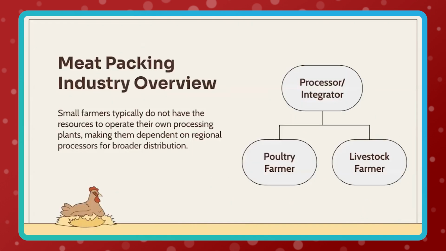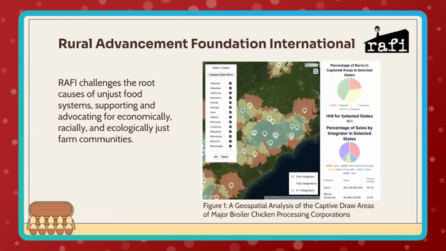Introduction. The meatpacking industry involves 2 types of farmers: livestock farmers who sell animals like cattle and hogs through open markets, and poultry farmers who operate under contracts with processing companies. Processors, also known as integrators, buy livestock and prepare it for sale. Poultry farmers face unique challenges due to their heavy reliance on integrators. Since chickens can only be transferred about 60 miles, farmers have limited processor options, leaving them with little negotiating power and often unfavorable contracts.